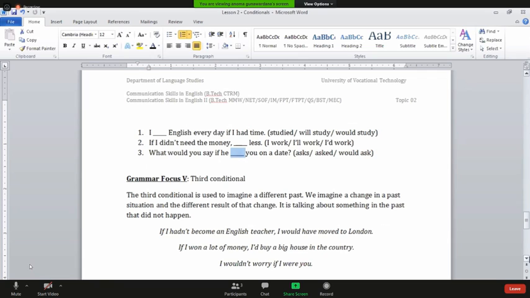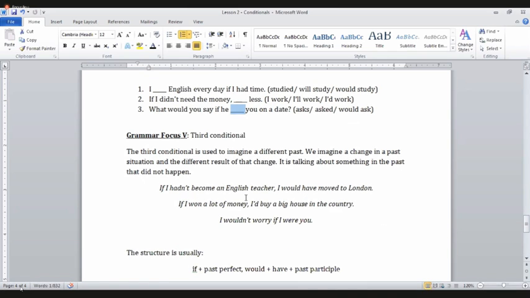Okay, so that's about the second conditional. Can you two write down 3 sentences each? Think about your day-to-day life, your friends, your studies, your family, and the situation in the country, and write down 3 sentences in second conditional, which are very unlikely to happen in future.